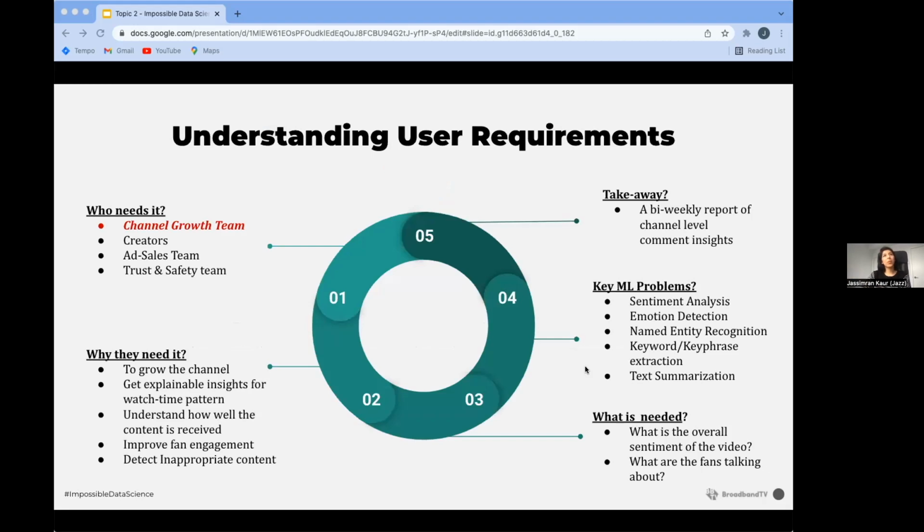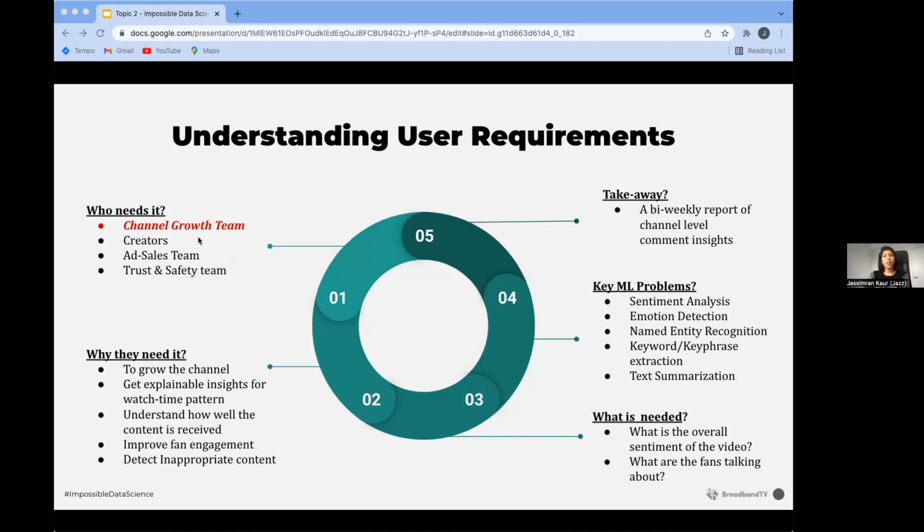The first step here was who needs it? It was the channel growth team, because they want to grow the channel. And then we thought they also want to understand why certain watch time patterns exist and maybe get some explanations for this. So maybe after like 40 seconds, you see your watch time drop drastically. Can we have an explanation for this? Probably there is a possibility we might be able to find something in the comments.